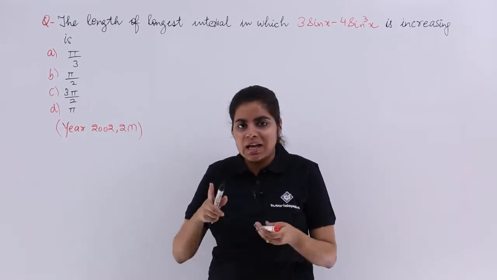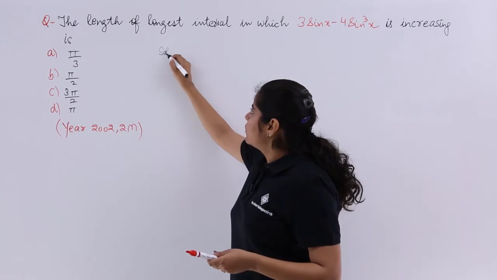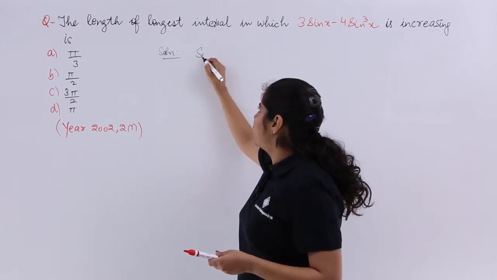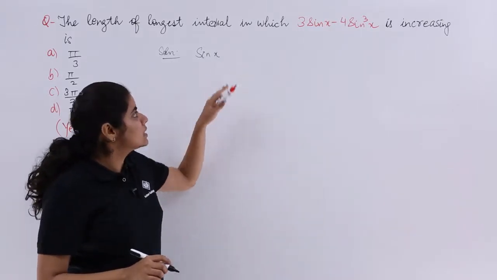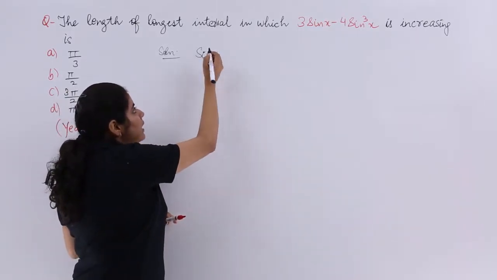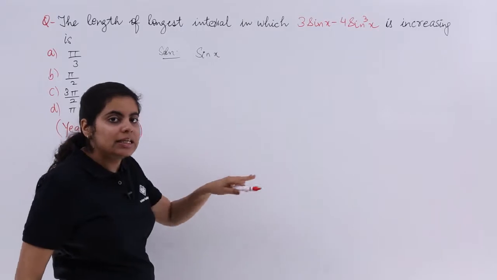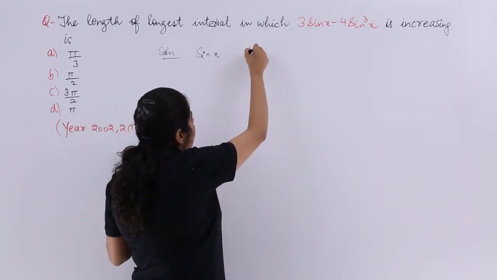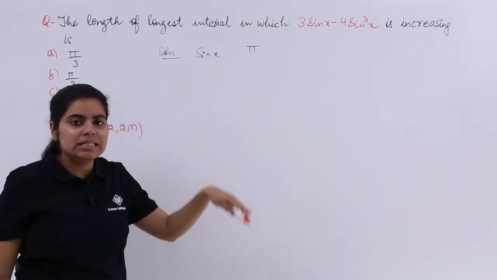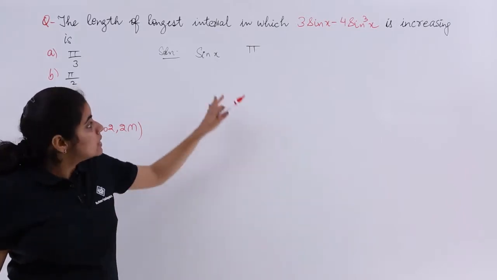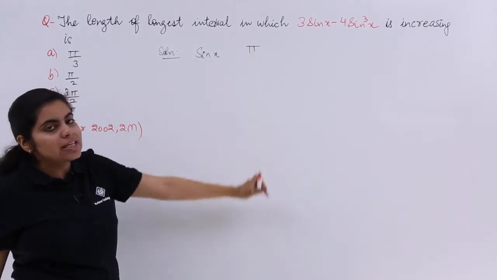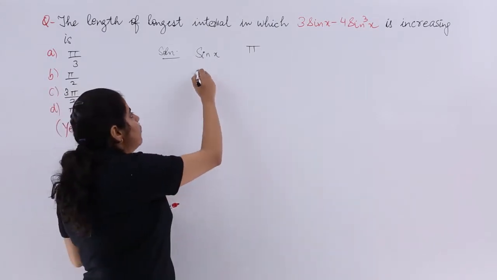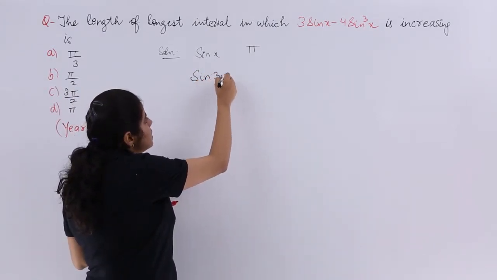So simple, let's start. I know if sin 3x would not have been there, had it been sin x, I know that sin x would have been increasing in the longest interval of pi. After that it will start decreasing. So when sin x is increasing in the longest interval of pi, I have to talk about sin 3x.